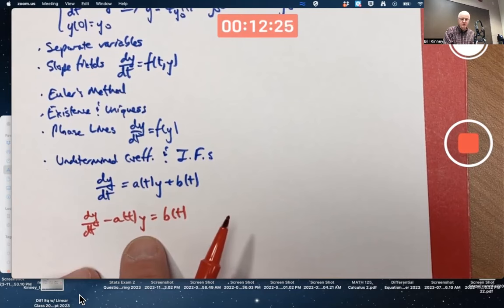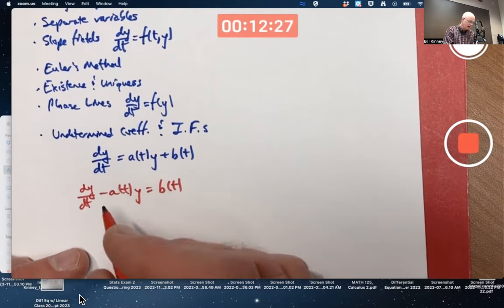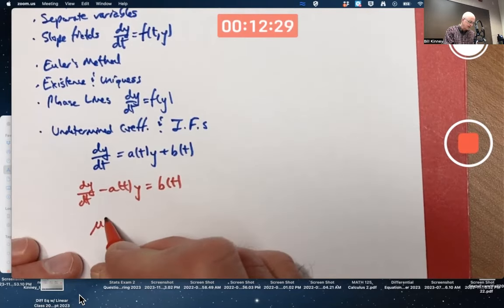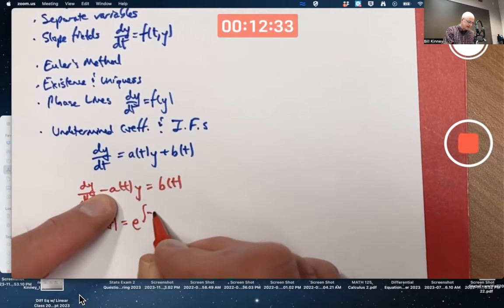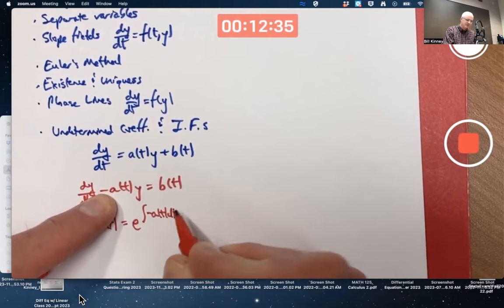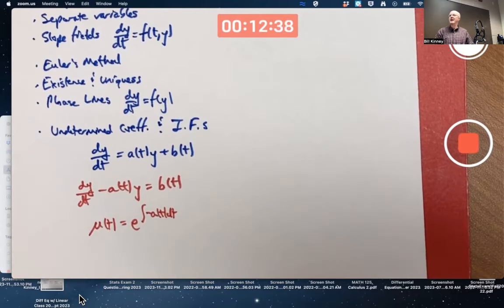And then this is also a good form for the integrating factor method, because the integrating factor mu of t ends up being e to the integral of whatever this function is, dt. You multiply both sides by the integrating factor, you integrate both sides, the left-hand side becomes easy to integrate, and you can still ultimately solve for y.